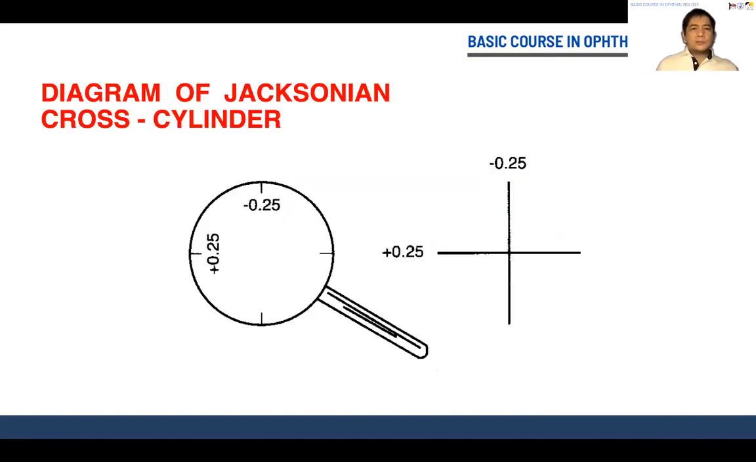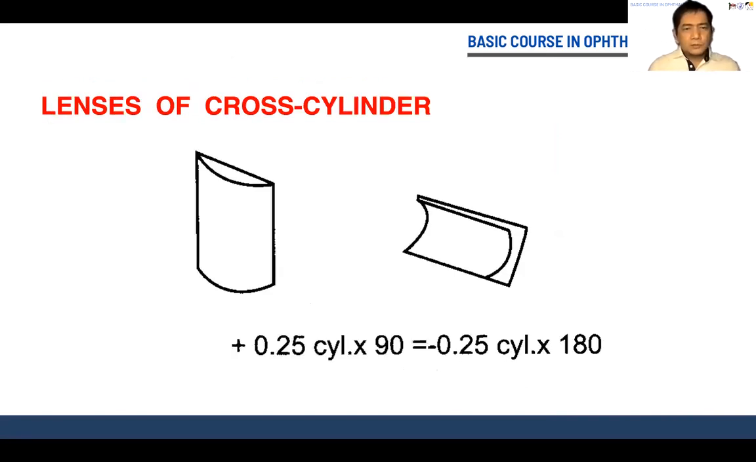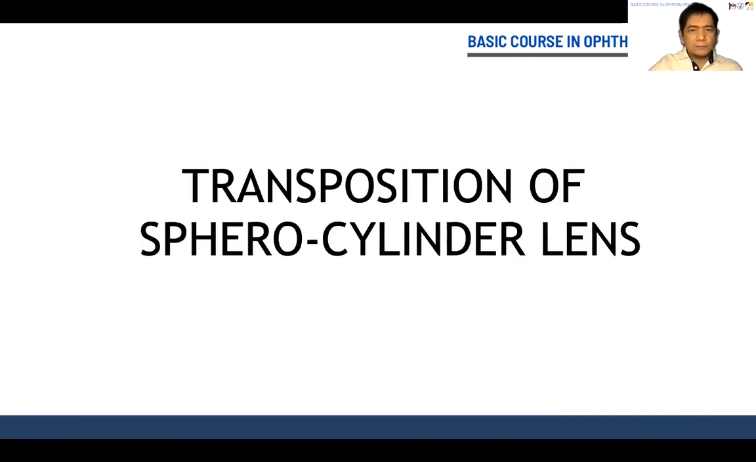So let's talk about Jacksonian cross cylinder, or JCC, Jackson cross cylinder. Jackson cross cylinder is a very unique lens because it's the only lens that has both plus and minus power in a single lens. That's the uniqueness of Jackson cross cylinder. Okay, talking more of spherocylindrical lenses, there is such a thing as transposition of spherocylindrical lenses.